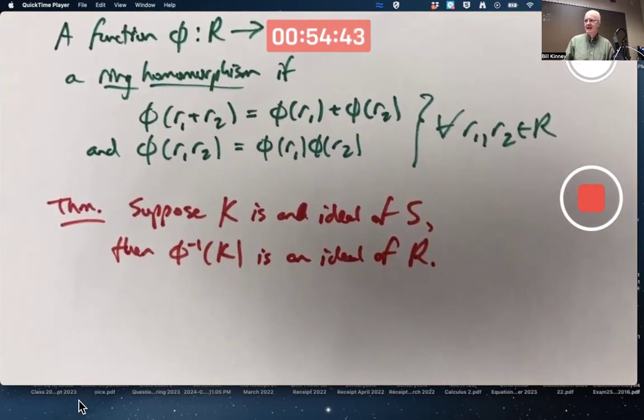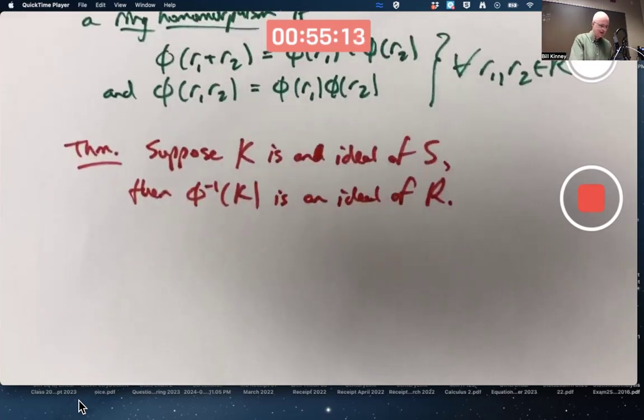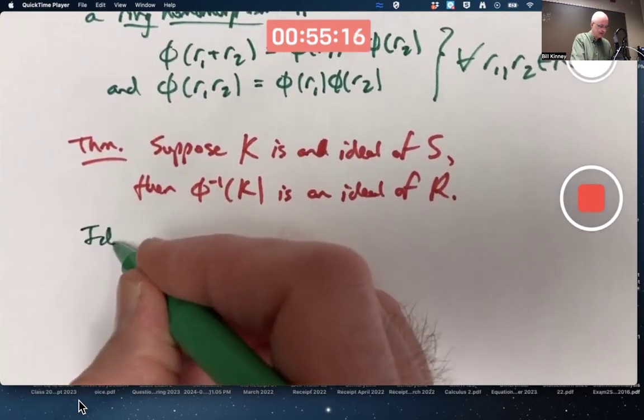How could you prove this? You could use the ideal test, though if you're going to do it really from scratch, you'd also want to use the subring test first, because the ideal test assumes that it's a subring. Actually, it's good enough even to use the definition of an ideal, which involves two things: show it's closed under subtraction and show it's superclosed under multiplication. This will be the idea of the proof.